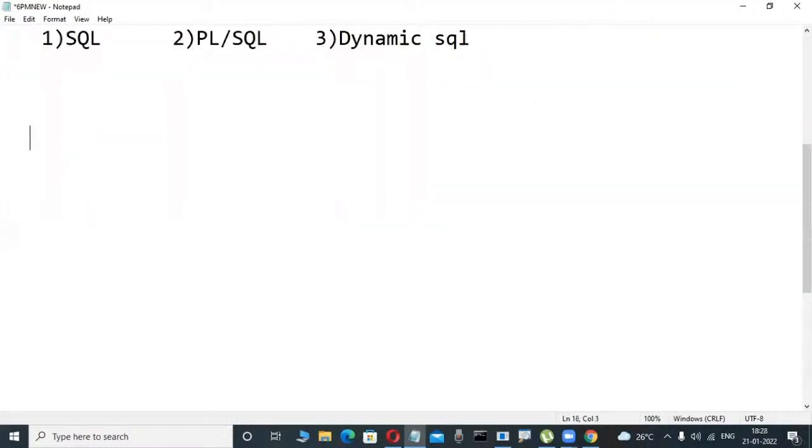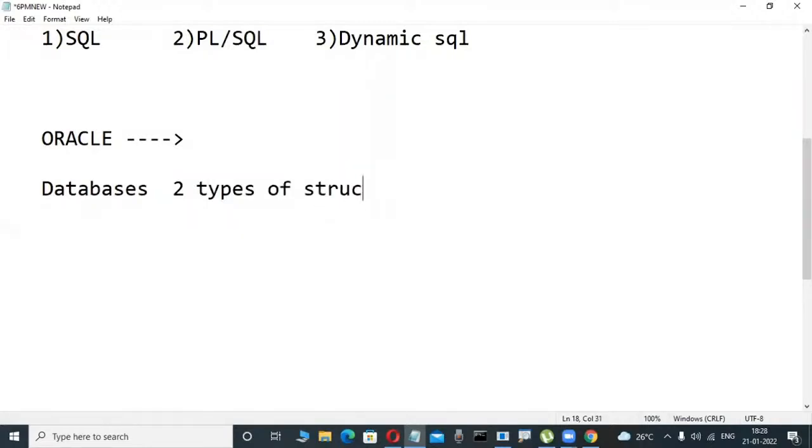Actually, these relational databases are there: Oracle, SQL Server, DB2. These are relational databases. But unfortunately, these databases have two types of structures. You must be familiar with this before we start our courses. Two types of structures are there. Don't write it, just observe it here.